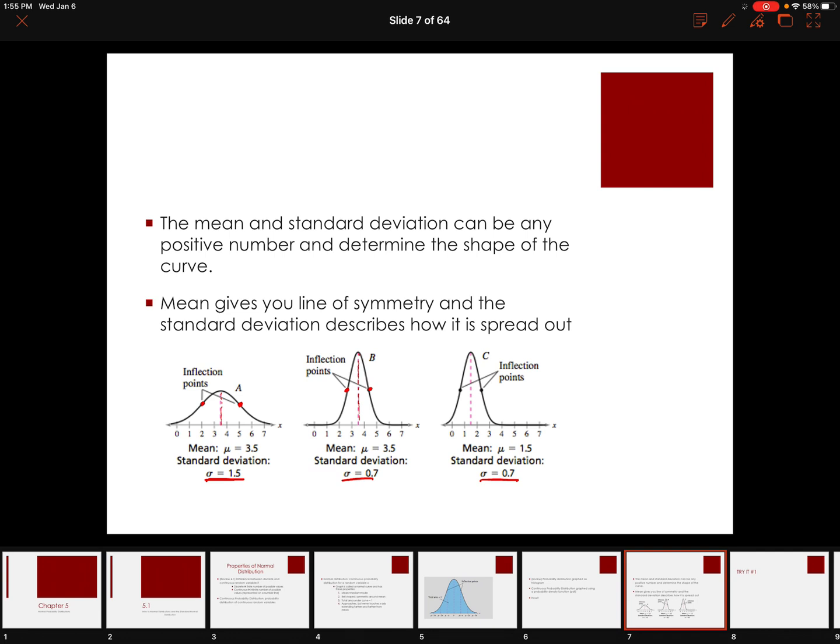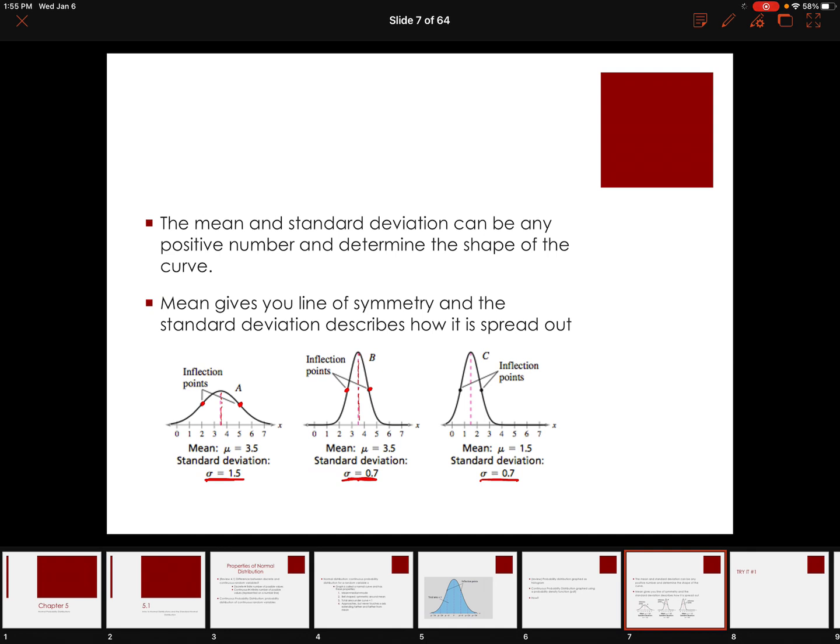So notice that A and B have the same mean, but they have different standard deviations. Therefore, their graphs look very different. In graph C, it has a totally different mean of 1.5, but it has a standard deviation of 0.7, which matches graph B. So you'll notice it's just as tall, but it's a little bit to the left, whereas the other one in graph B was a little bit to the right.